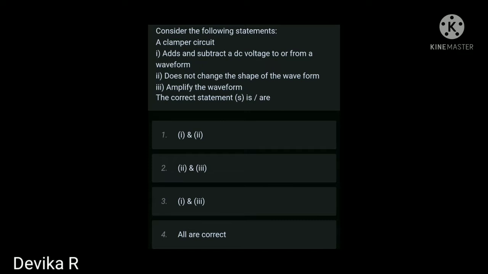A clamper circuit adds and subtracts a DC voltage to or from a waveform. We have to select the correct statement here. The first option: adds and subtracts a DC voltage to or from a waveform; the next, does not change the shape of the waveform; and the third, amplifies the waveform. The wrong statement here is the third, because it doesn't amplify the waveform. It doesn't change the shape. The shape will be the same, and it adds or subtracts the DC voltage from the center axis, the x-axis. So options 1 and 2 are right. So option 1 is the right answer.